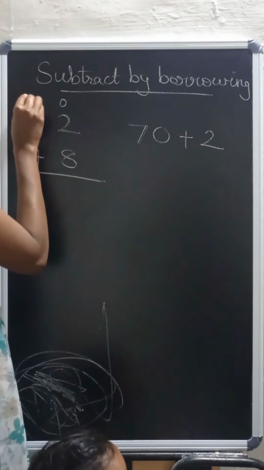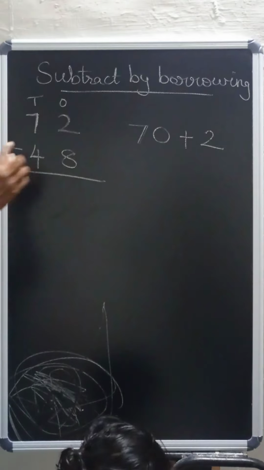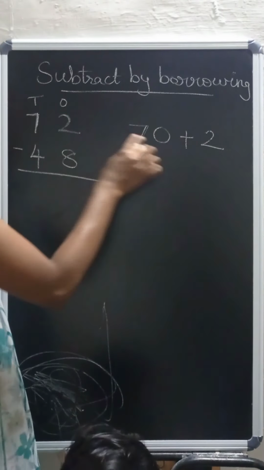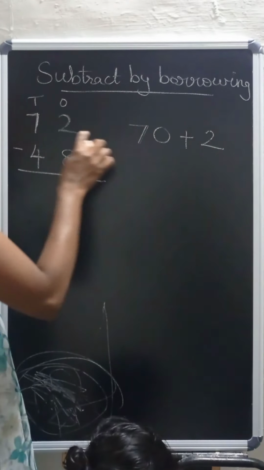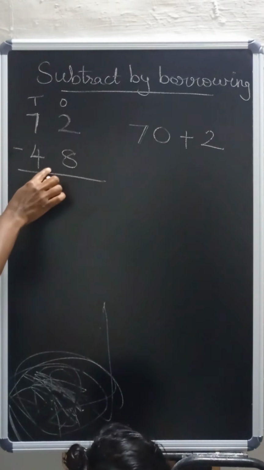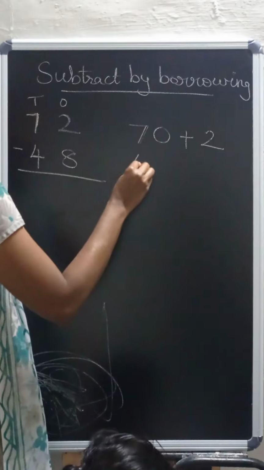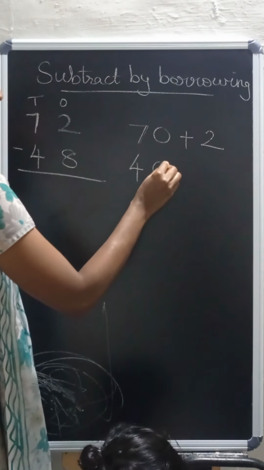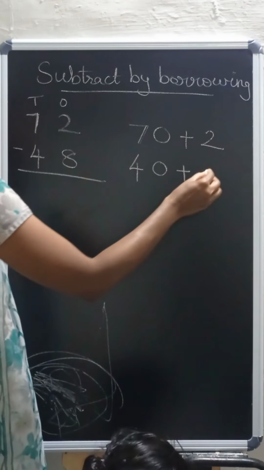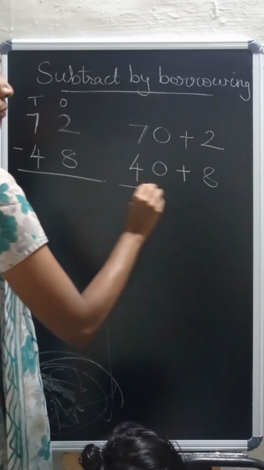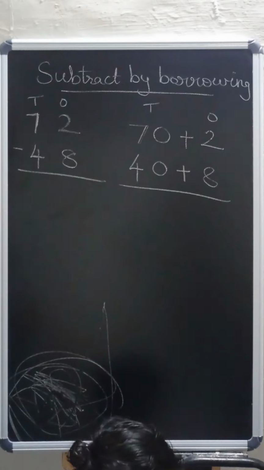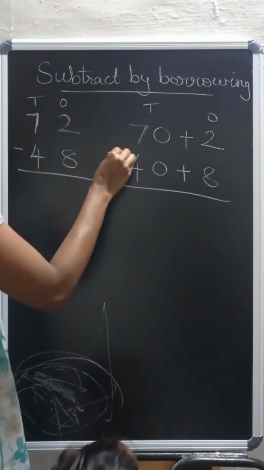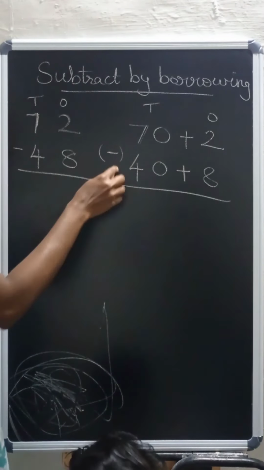This is ones and this is tens. So, I can write it as 2 plus 70 is 72. 70 plus 2 is 72. Now, 48, how can I write? 4 tens. So, 40 plus 8 ones. So, this is ones and this is tens. Now, I am going to subtract.